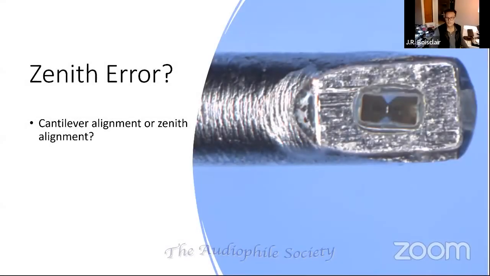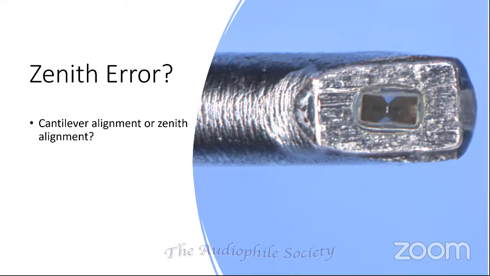Zenith error, my favorite. We talked about already that we align the cantilever because that's what we can see, but that's not what matters because the cantilever doesn't read the groove. And if you see, this is what I got.